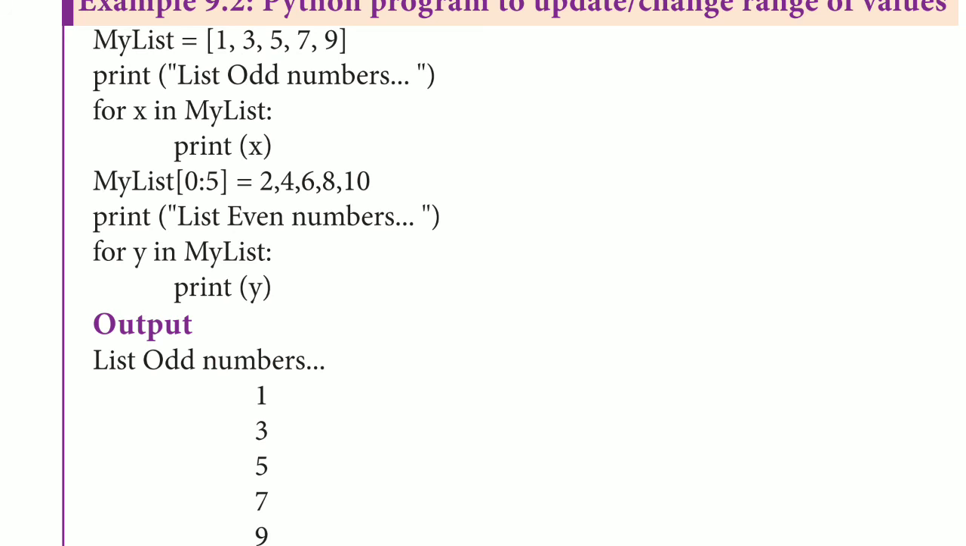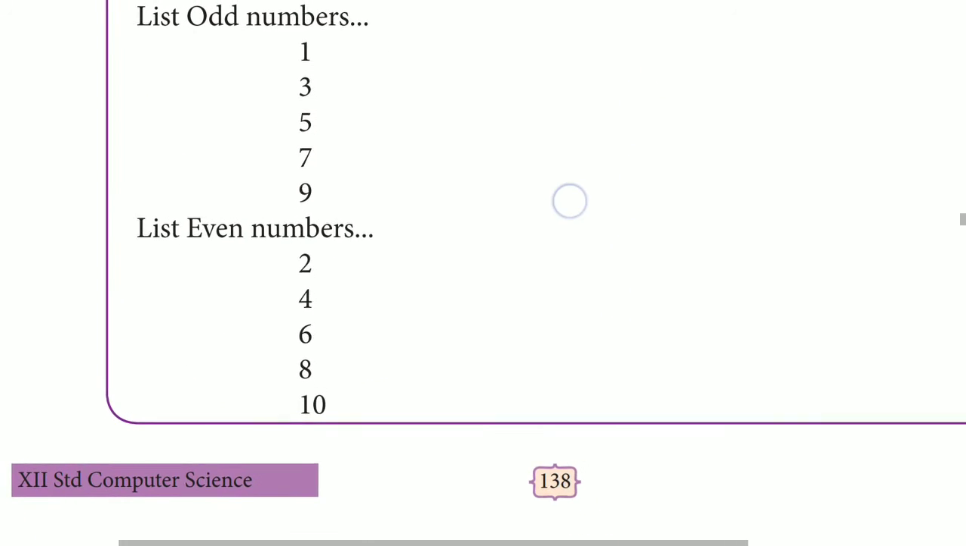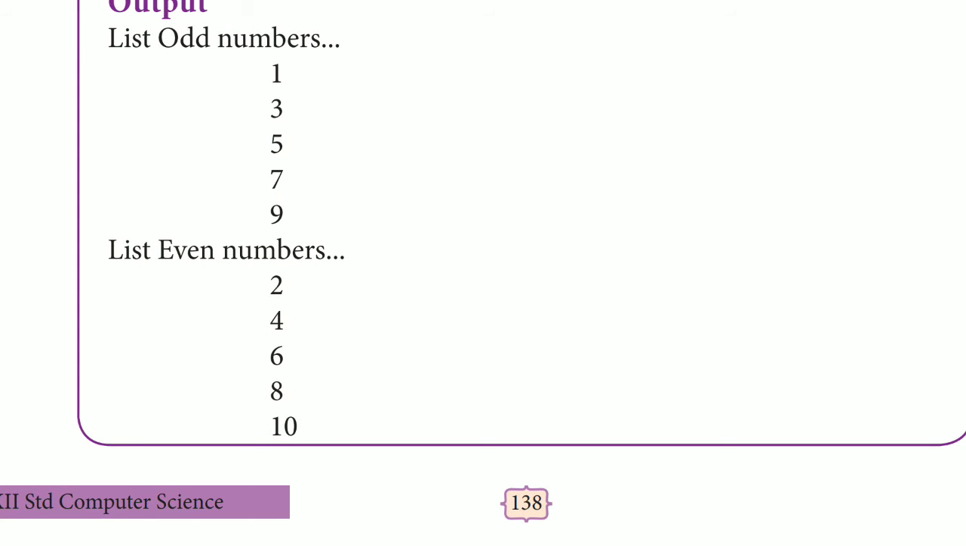So it is changed as even numbers. You can see that before changing it, it is odd numbers 1 3 5 7 9. After changing it you can see that it is even numbers 2 4 6 8 10.